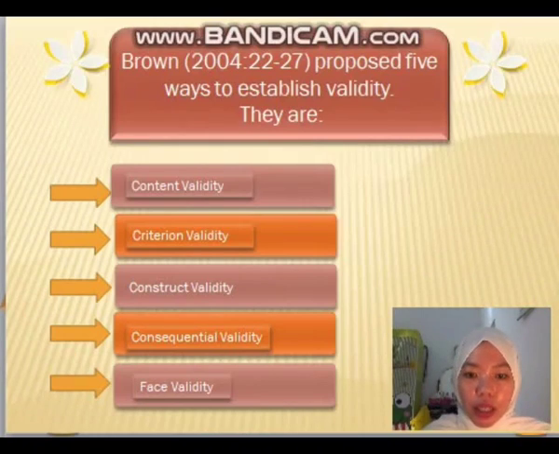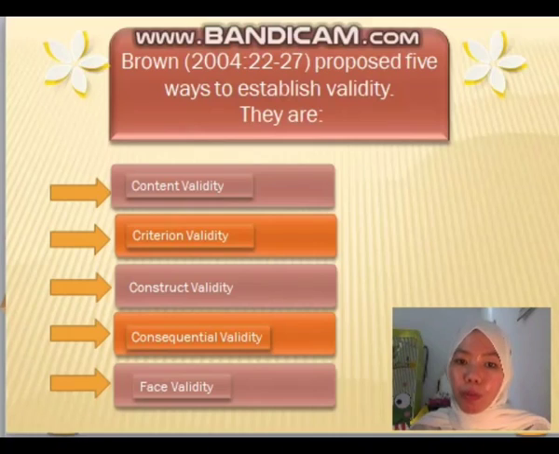Next, validity. Validity, the most complex and important principle that needs to be incorporated in assessment and tasks, refers to the importance and meaning of the results. In other words, this principle aims at the task's capability of evaluating efficiently what was taught. So Brown proposed five ways to establish validity. They are content validity, criterion validity, construct validity, and then consequential validity. And then the last is face validity.